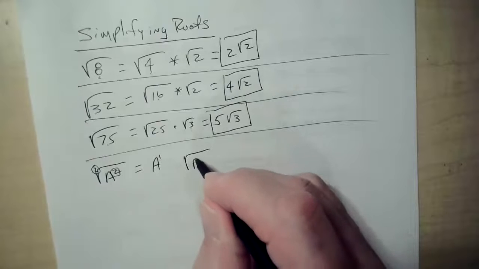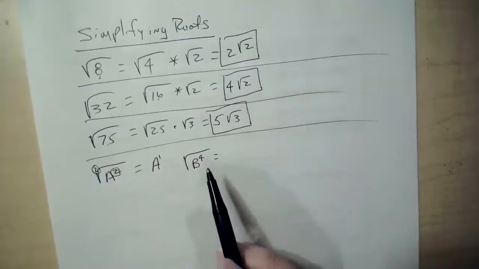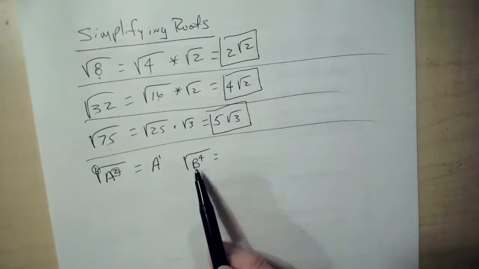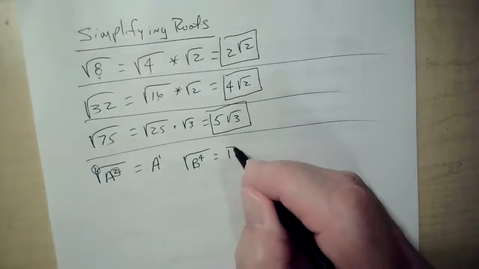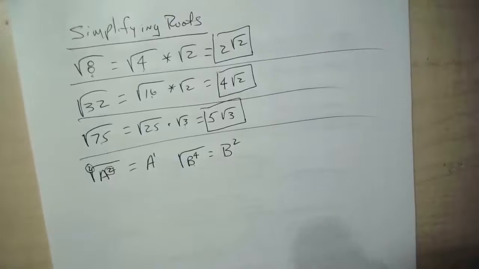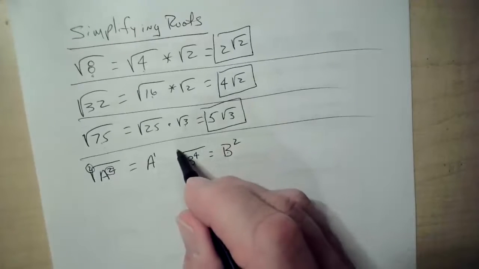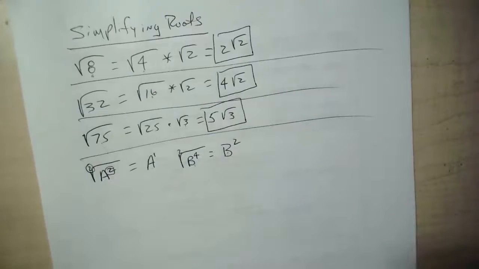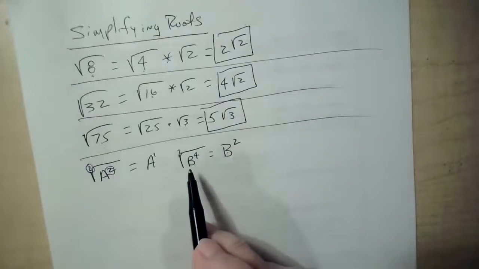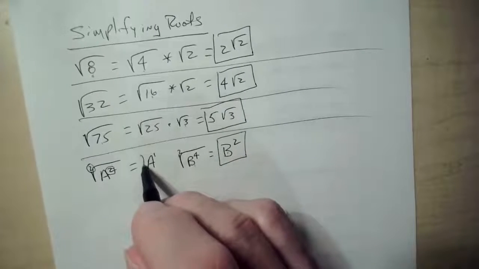Or if we have the square root of b to the fourth power, what number times itself is b to the fourth? B squared. B squared times b squared is b to the fourth. Again, what we're doing is the index there is 2. 4 divided by 2 is 2.